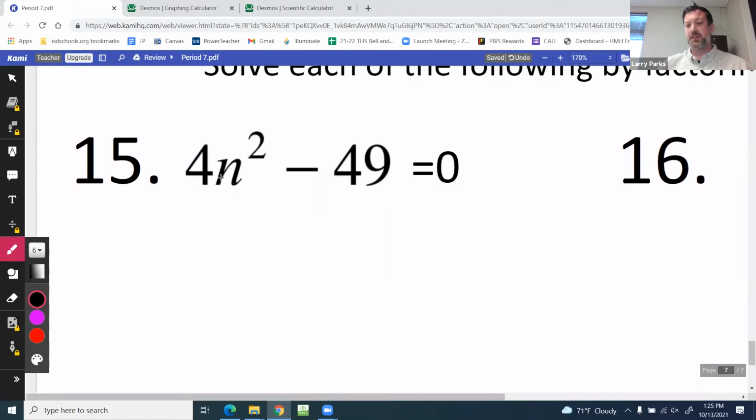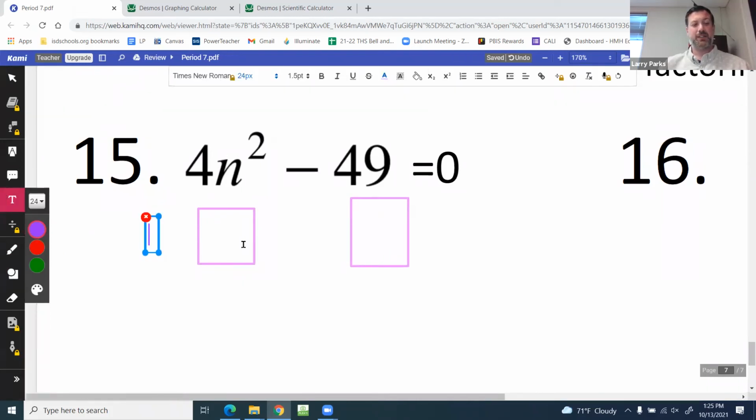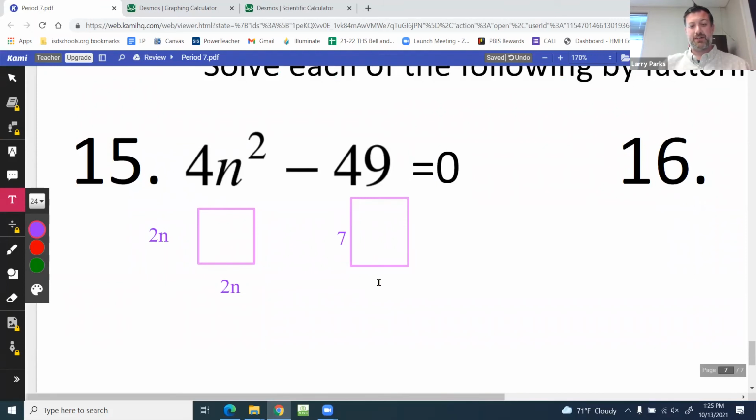This is called difference of 2 squares. Notice this variable is an n. Remember difference of 2 squares. You think of this in terms of squares. So 4n squared, that would be 2n times 2n. And for 49, that'd be 7 and 7.